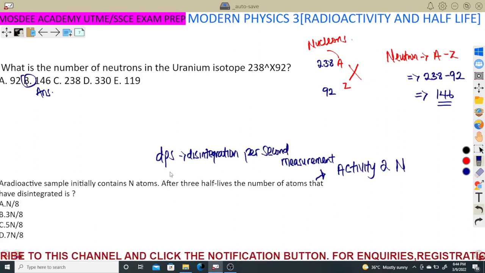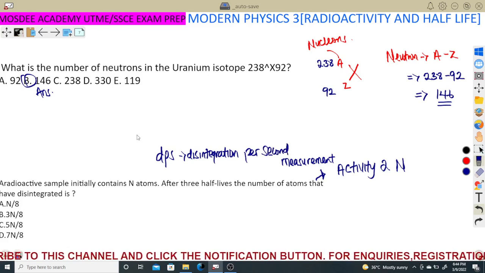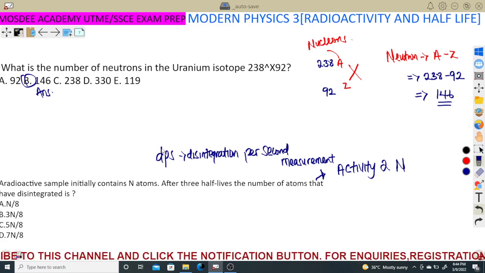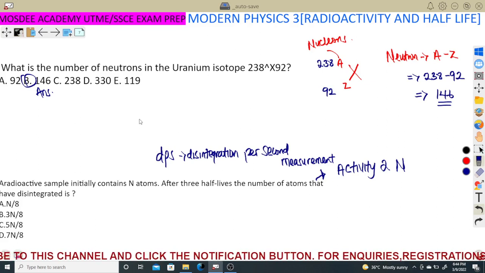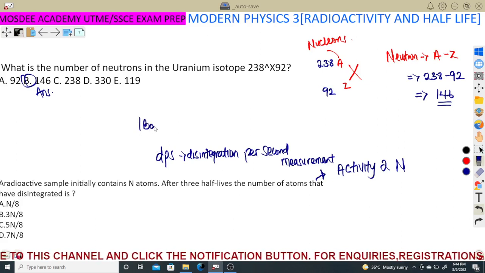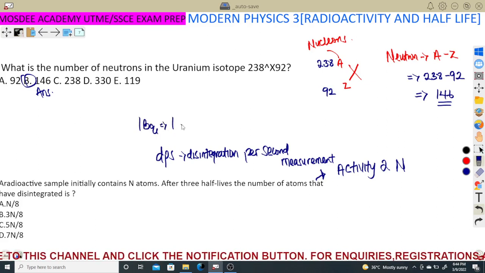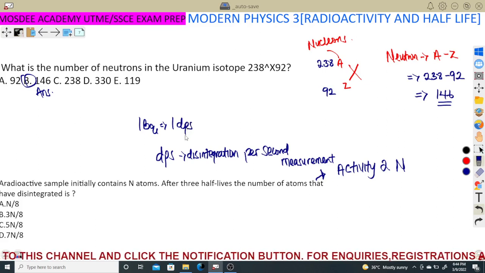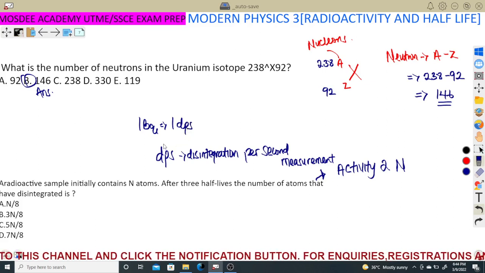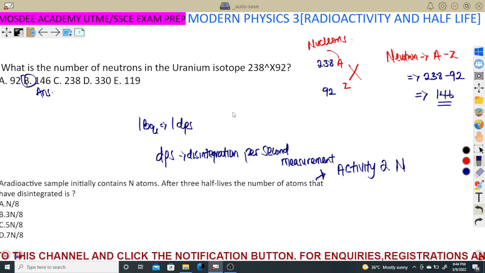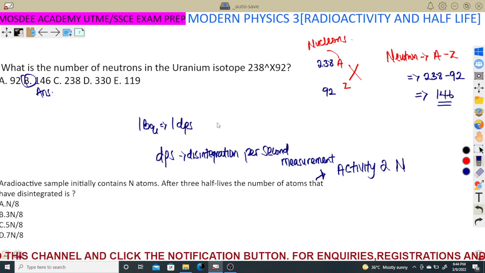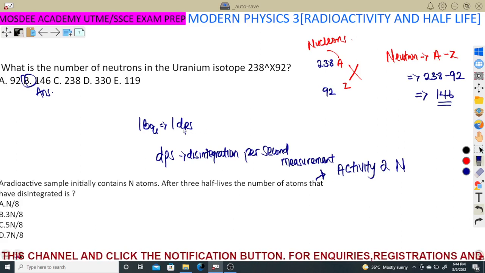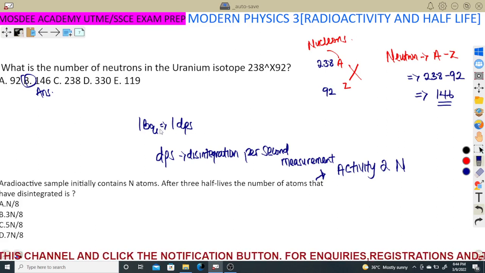Disintegration per second. Now, later I told you a lot of scientists work on radioactivities. So one becquerel, I'll write as BQ, is the same thing as 1 disintegration per second, which is DPS, which is a unit of what? Radioactivity. It is not only that, Rutherford and Soddy also work on radioactivity. So we also have Rutherford's experiment, or Rutherford-Soddy experiment, or Rutherford-Soddy law.